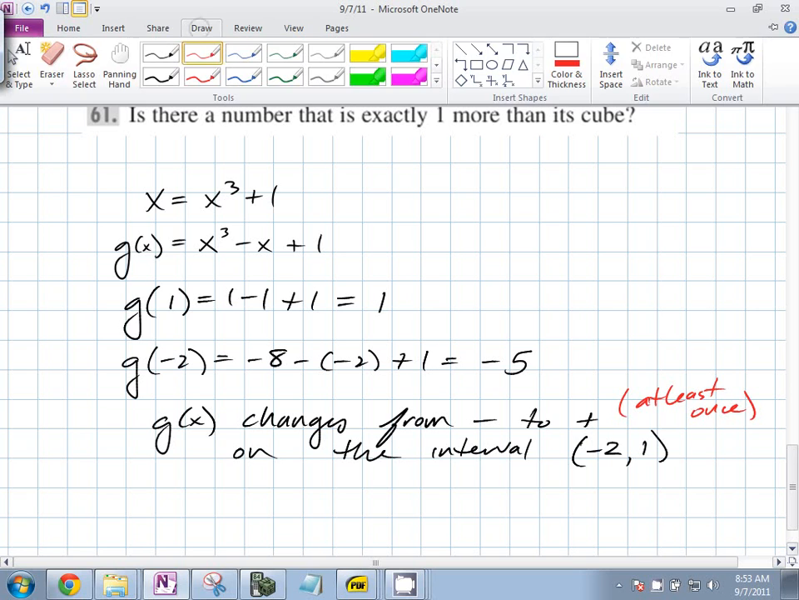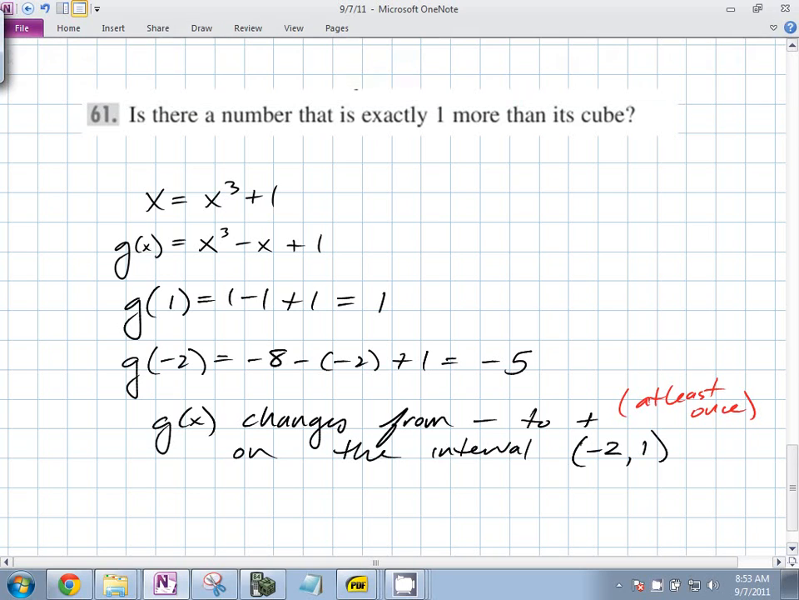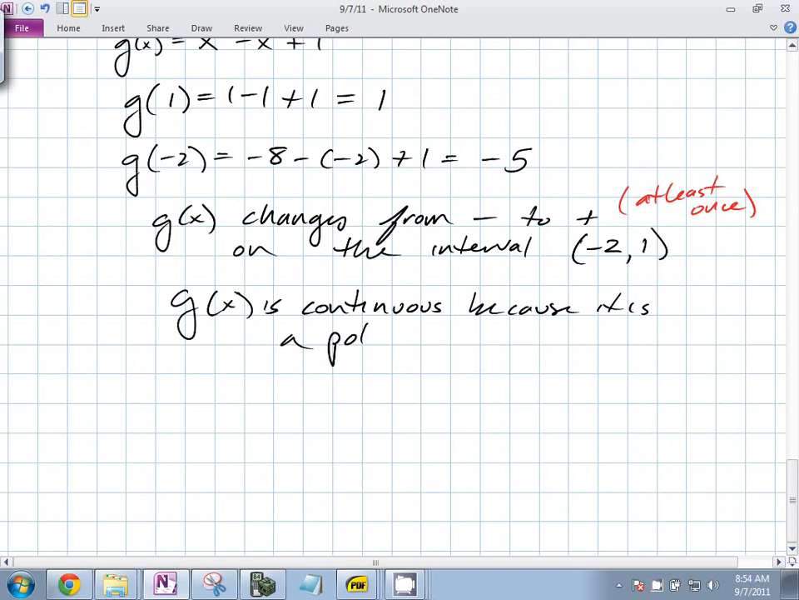What else do we need to know about this function? We know g of x is what? Continuous. Yeah, but what kind of function is it? Polynomial. Exactly. We know it's a polynomial, so it's continuous. We know it goes from negative to positive.